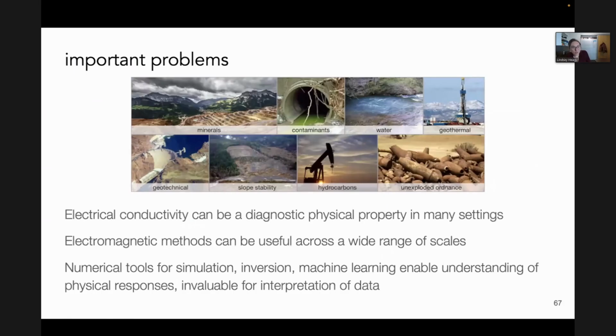And so that was a bit of a rapid fire tour through a few different problems across a few different scales where EM can play an important role. And so I hope that's shown you that EM can be a valuable tool. And importantly, throughout, numerical tools for simulation, inversion, and machine learning are important for a number of different angles, from understanding and being able to visualize and characterize physical responses, but also for interpretation of data. And so there's a lot of research and exciting work that the group is continuing to do in these spaces.